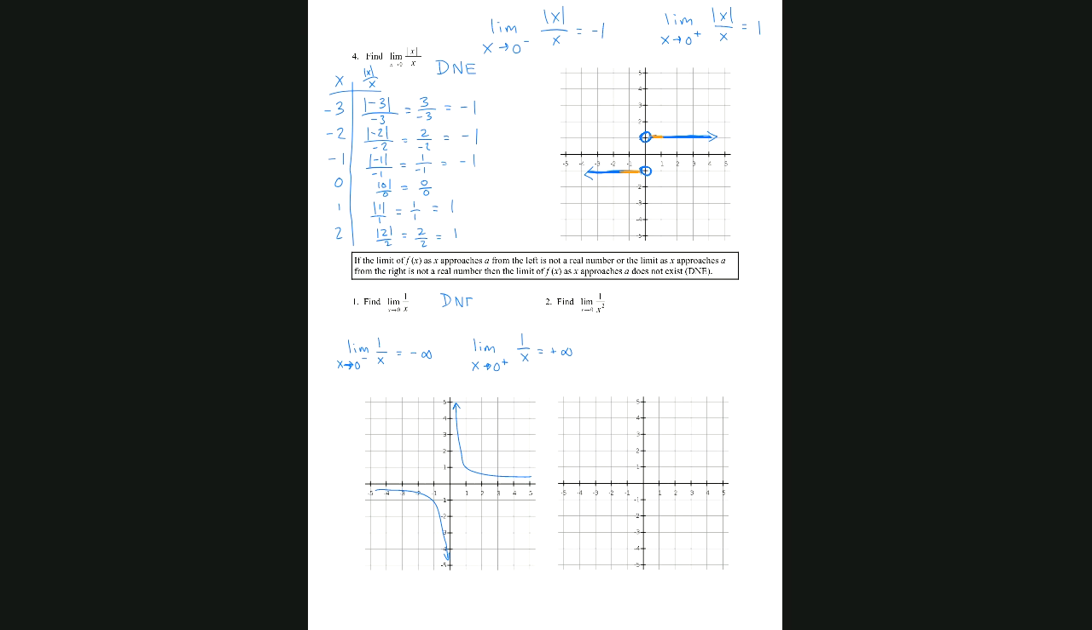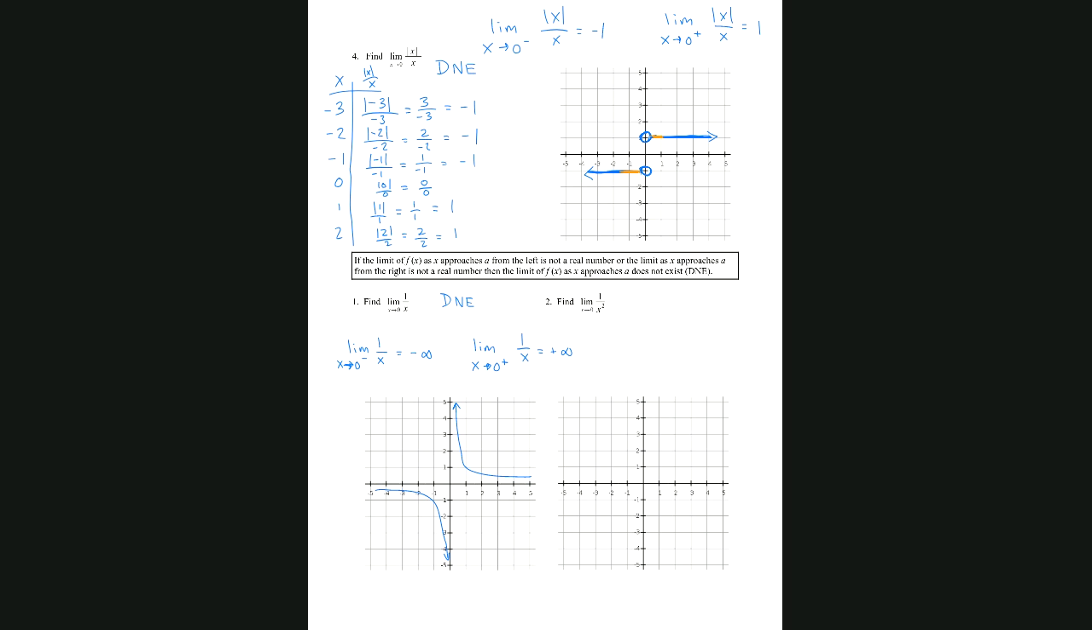But there's another reason that the limit doesn't exist too, and that is this. If the limit of f as x approaches a from the left is not a real number, or the limit as x approaches a from the right is not a real number, then we have to say that the overall limit does not exist. And so let's check out this 1 over x squared here.